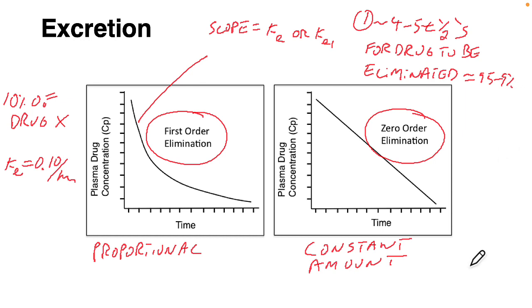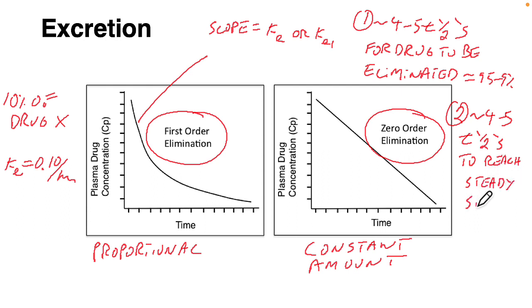The second is that it takes about 4 to 5 T1/2s for a drug to reach steady state level. We'll talk about this idea of steady state more on Monday when we go through the formulas.